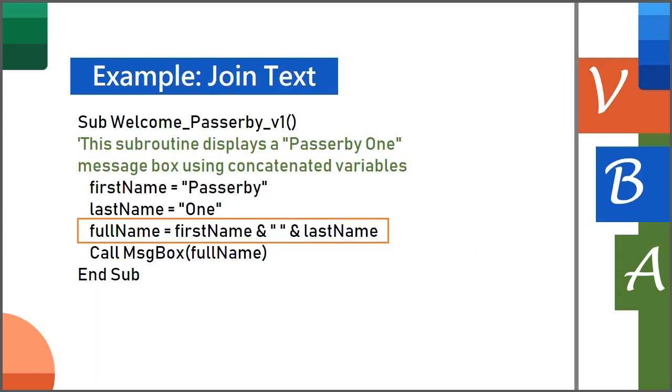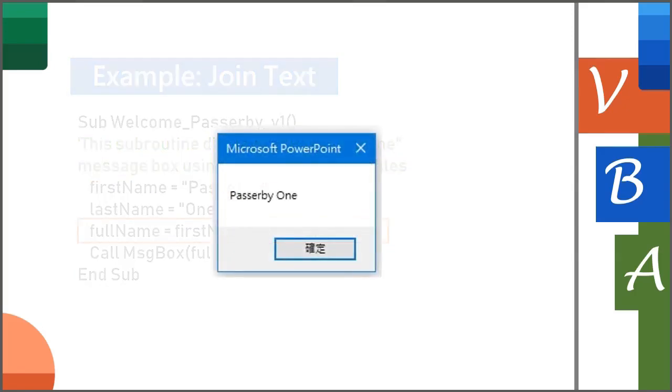For example, this subroutine can display a message box using concatenated variables. In this macro, first name, last name, and full name are variables. The AND operator joins the first name, a space character, and the last name together to form the full name. When you run this subroutine, it will display a message box with passerby1.